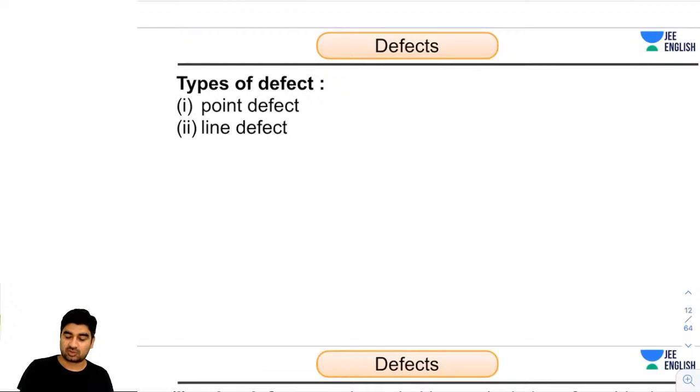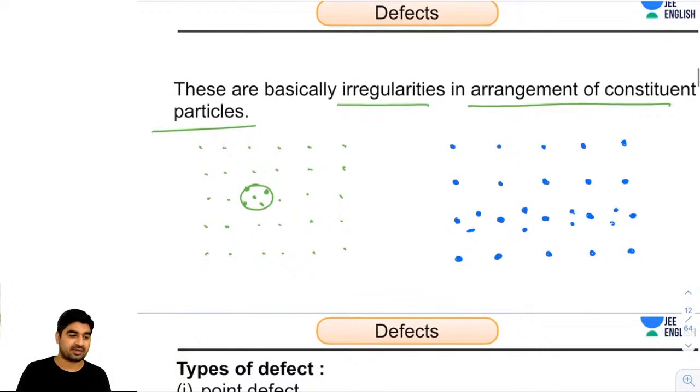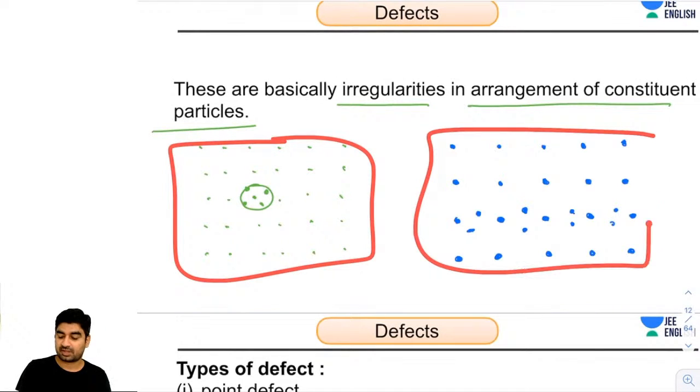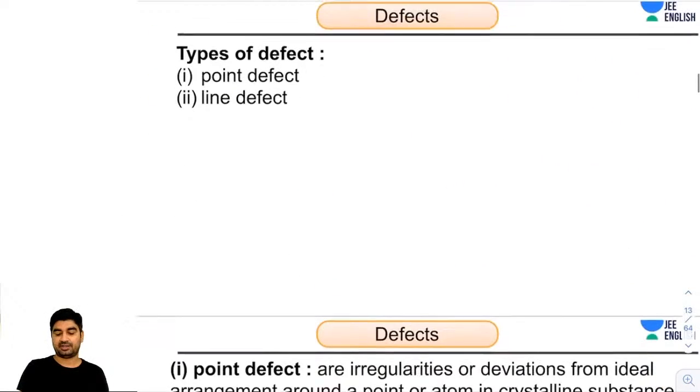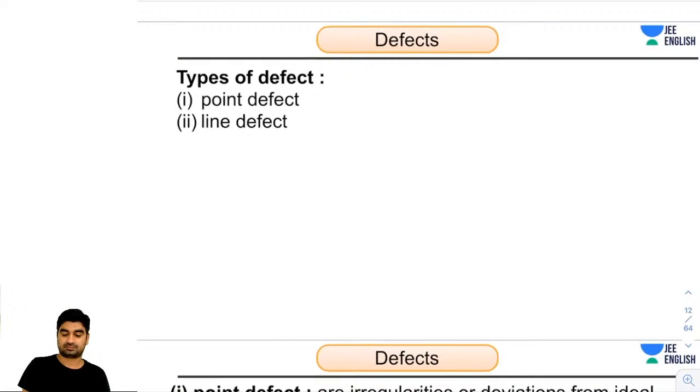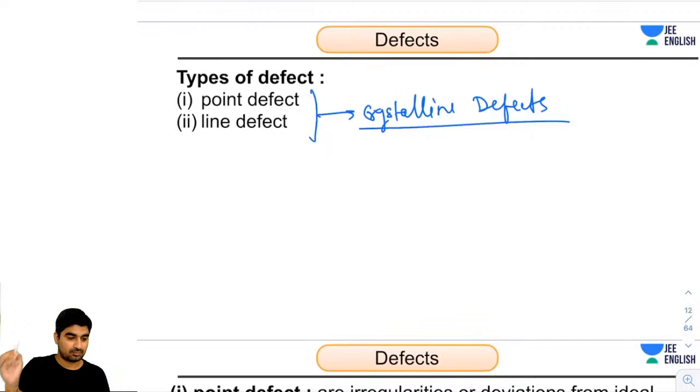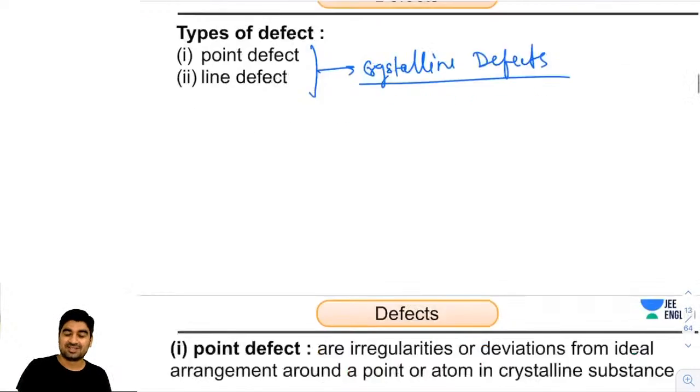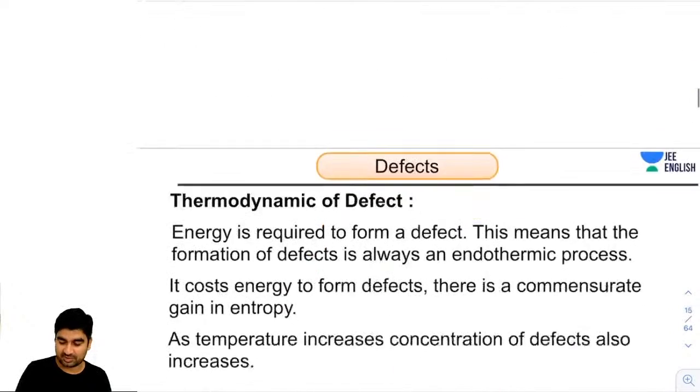Done. So, have you noted down these diagrams, guys? Just note down an example of point defect, an example of line defect. And combinedly, these defects are called crystalline defects. No doubt. So, guys, now let's move to the next point.